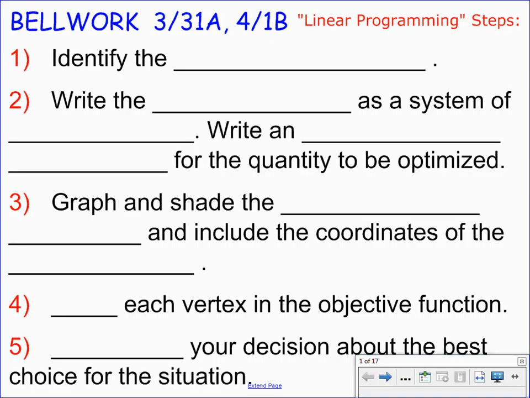And so first thing we want to do is identify the variables. We've got to let x equal the number of bags of Red Hots and y equal the number of juice boxes, or let x equal the number of IT05 video games produced and y equal the number of IT08 video games produced. So our first step is to identify the variables.